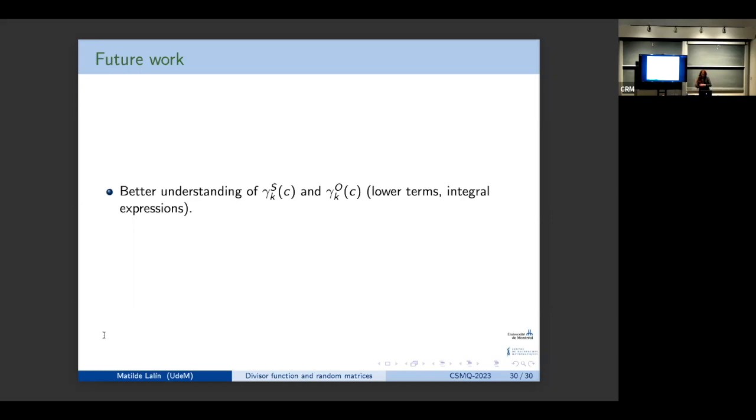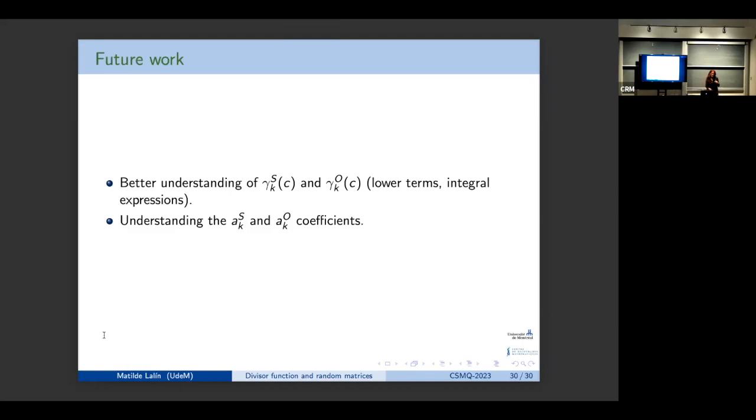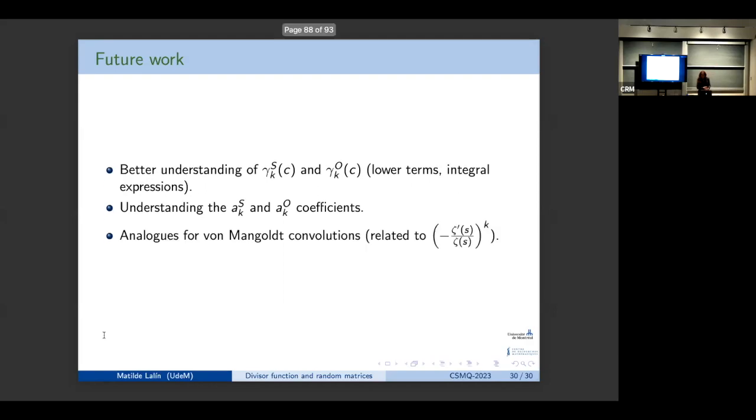So we can still ask questions about lower terms, and about nice integral expressions in the unitary case that we still don't have for the symplectic and orthogonal case. There is also something that I left under the carpet that has to do with these arithmetic coefficients. These arithmetic coefficients don't come out of nowhere. They come from comparing random matrix models of integrals with the corresponding moments of L functions. And so for the unitary case, there is a concrete formula for this a_k, but we don't have it yet for the symplectic and orthogonal cases.